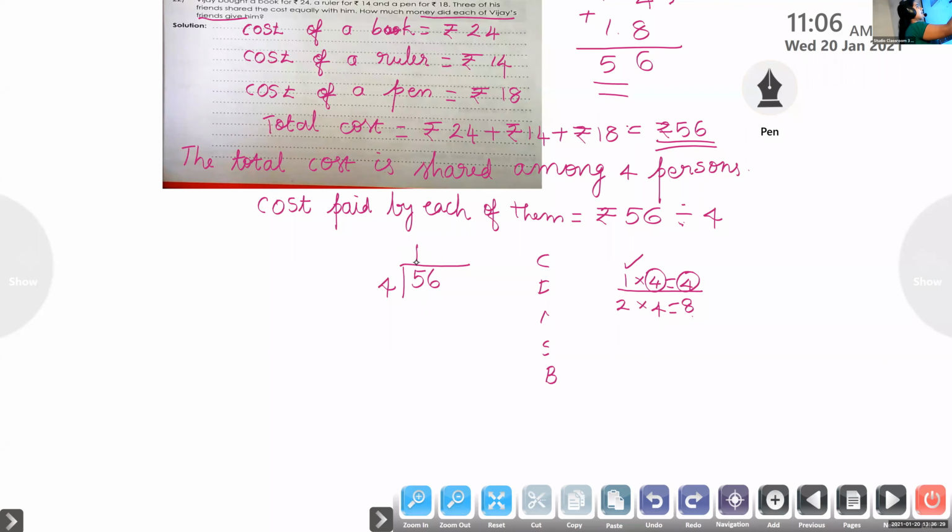And the next step is Multiply. You have to multiply the quotient and the divisor. 1 into 4 is 4. Next step is Subtraction. 5 minus 4, what will you get? 1. And the next step is Bring down. Bring down 6. Now we have to divide 16 by 4.